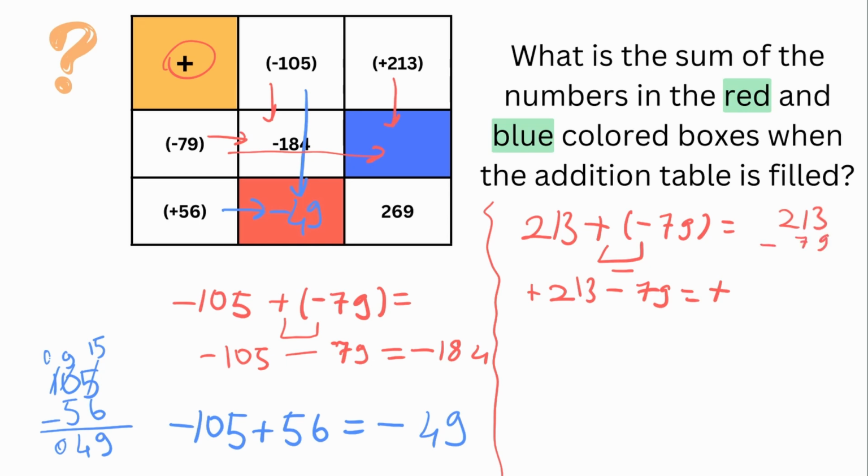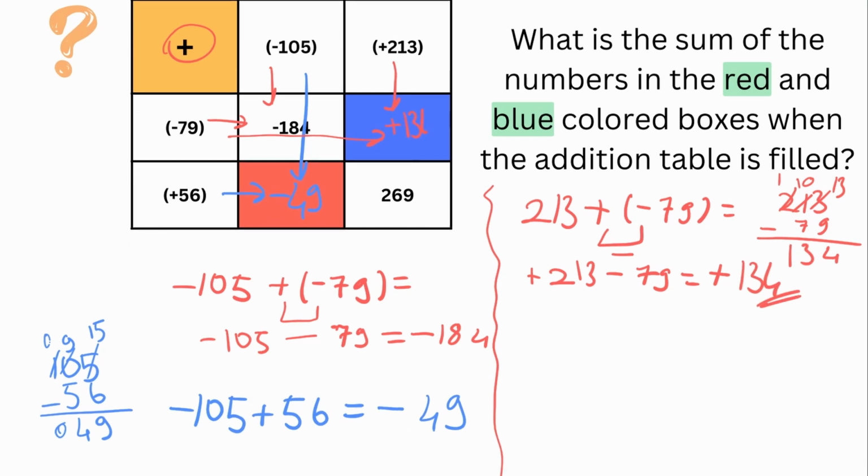213 minus 79, and subtract them. You can't subtract 9 from 3, so we're just going to get 1 here. There'll be 0 left here. This will become 13. 13 minus 9 is 4. You can't subtract 7 from 0, so we're going to get 1 from the left. 1 will be left here. This will become 10. So 10 minus 7 will be 3, and then 1 is here. So we have positive 134.